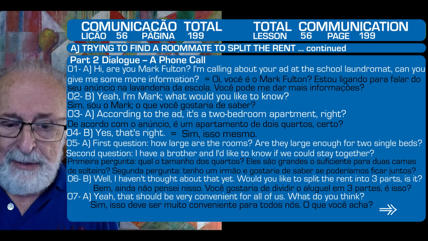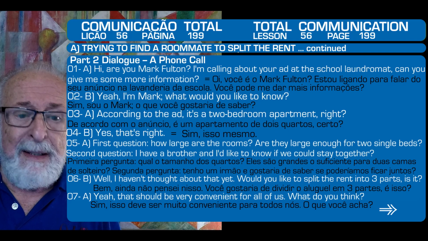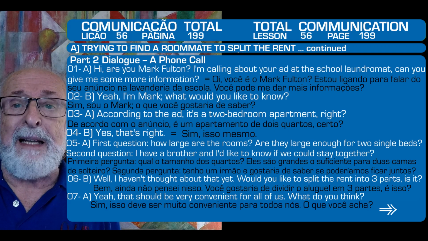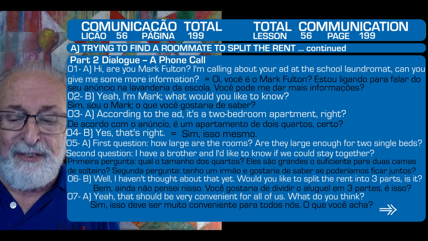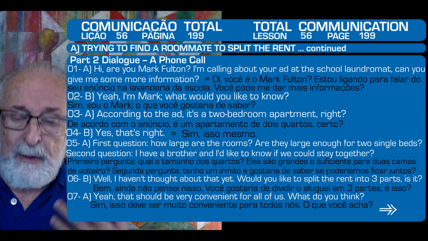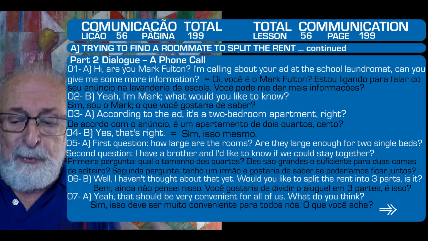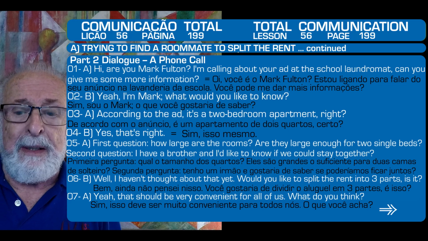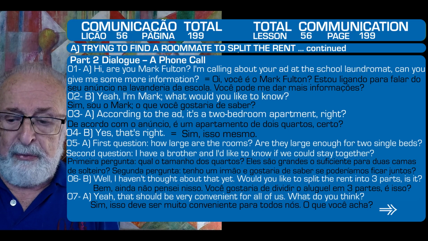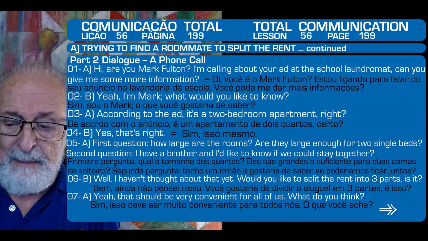I have a brother, and I'd like to know if we could stay together. I have a brother, eu tenho um irmão, and I'd like to know, e eu gostaria de saber, if we could stay together, se nós poderíamos ficar juntos, ok?